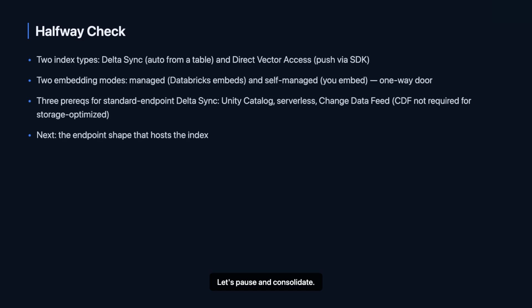Let's pause and consolidate. 2 index types: Delta Sync that auto-syncs from a table, and direct vector access where you push via SDK. 2 embedding modes: managed where Databricks embeds for you, and self-managed where you embed yourself, with that one-way door between them. For Delta Sync on a standard endpoint, you need 3 prerequisites: Unity Catalog, Serverless compute, and change data feed on the source table. On a storage-optimized endpoint, only the first 2 apply. With the index side settled, the next question is what kind of endpoint hosts it.